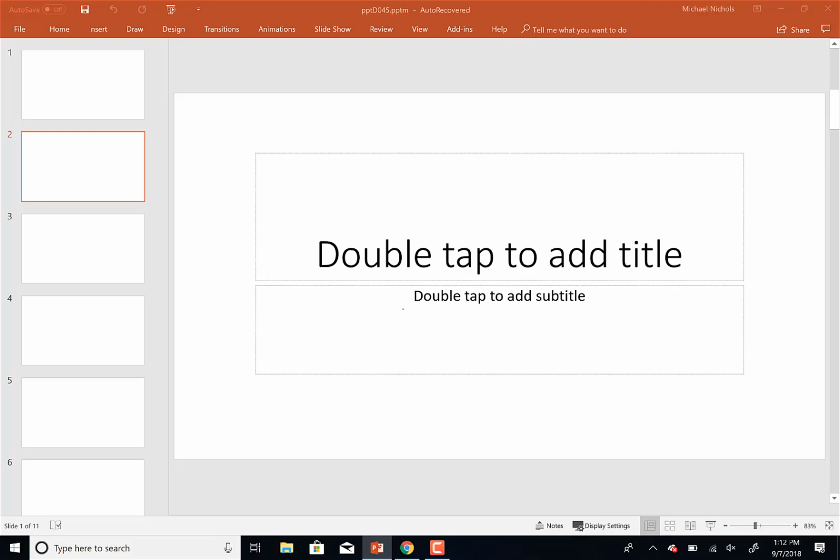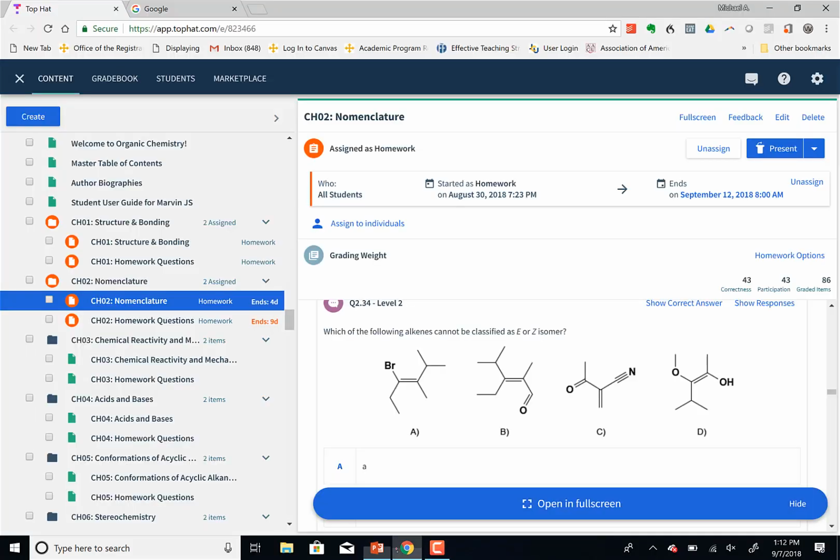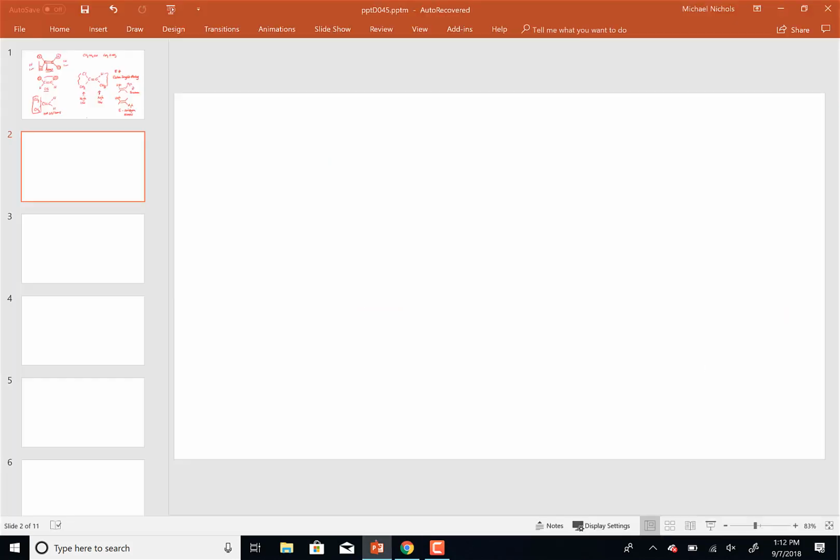So let's see. If we go back here to the book, let's take number A. So let me see if I can remember. I got a bromine, an ethyl, an isopropyl, and a methyl. Okay. We're probably going to end up doing all four of those molecules because that'll get us all the examples.